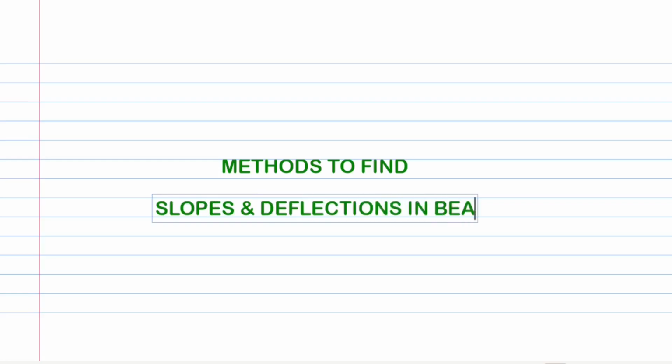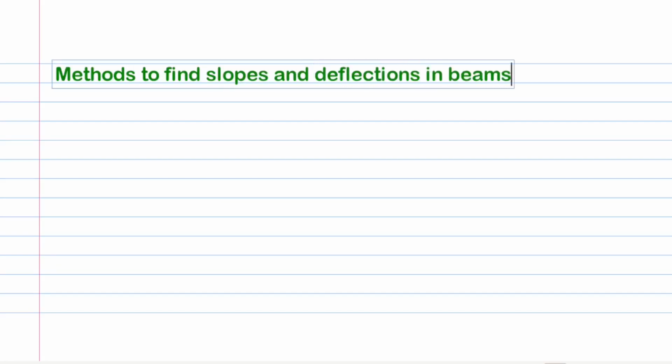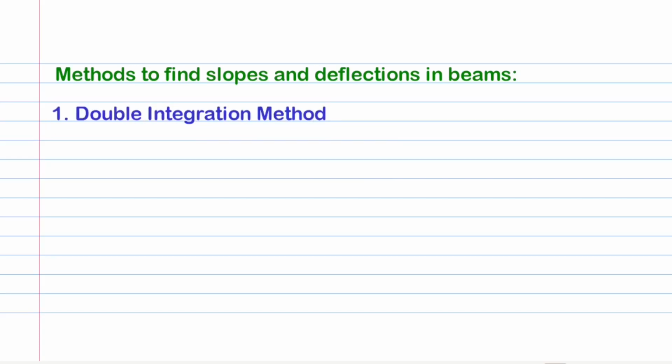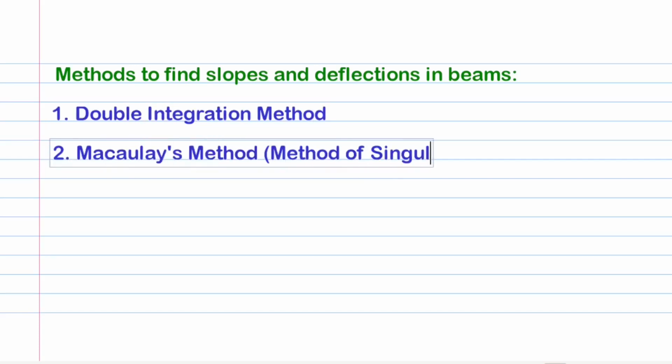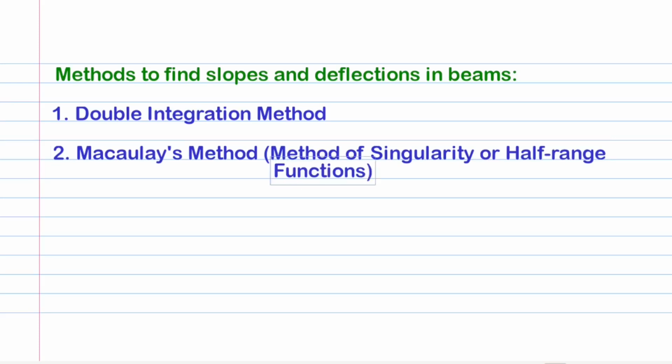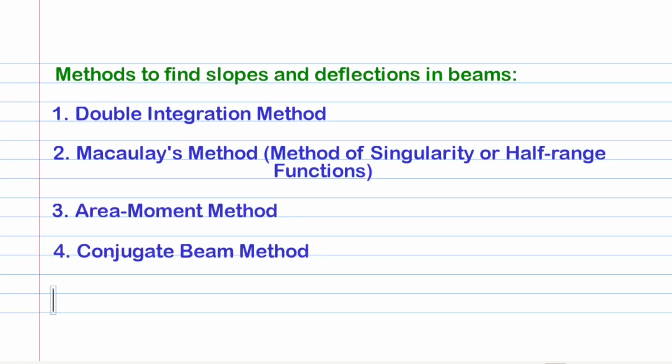Welcome. In this lecture, the methods available to calculate the beam slopes and deflections at any cross-section along a beam's length are highlighted. Methods to calculate the slope and deflection at any cross-section along a beam's length include double integration method, Macaulay's method, also known as method of singularity or half-range functions, area moment method, conjugate beam method, and unit load method.